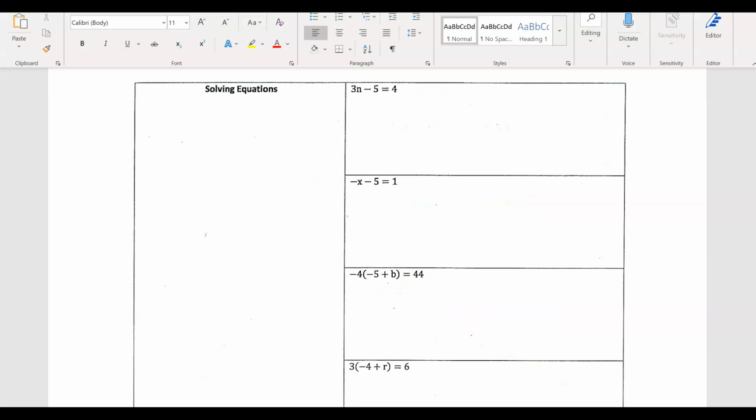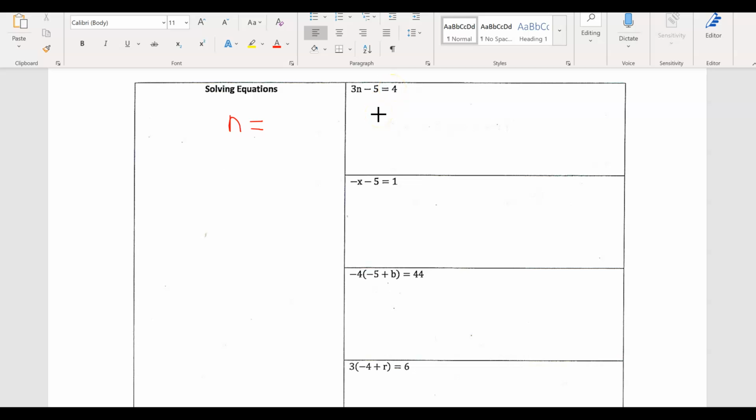Okay, so next we're going to solve some equations. Some of these will have a couple of steps to them. We want to think about undoing anything that's being done to the variable. So like in this first one here, I want n to live all by itself. I want to see what n equals. Right now, n is being multiplied by 3, and we're subtracting 5. So you have to think in your order of operations, you'd multiply first and subtract second. So to undo that, we have to reverse that order.